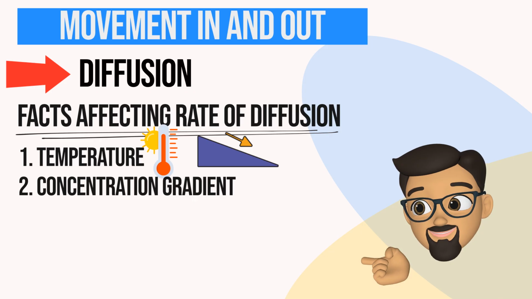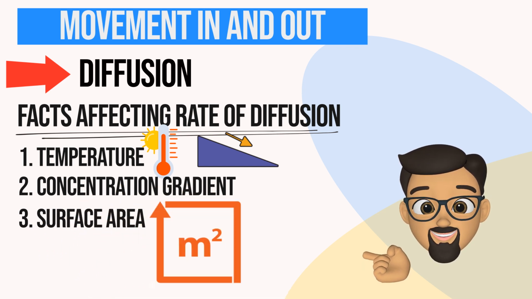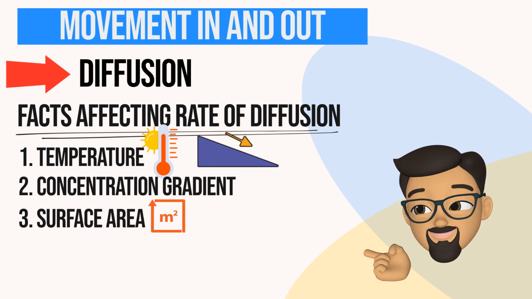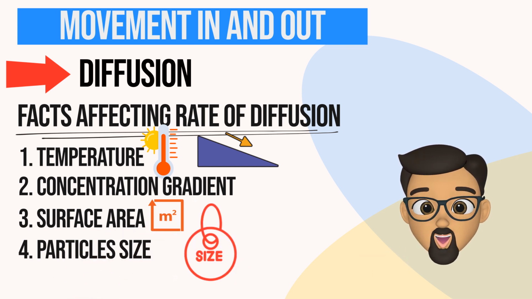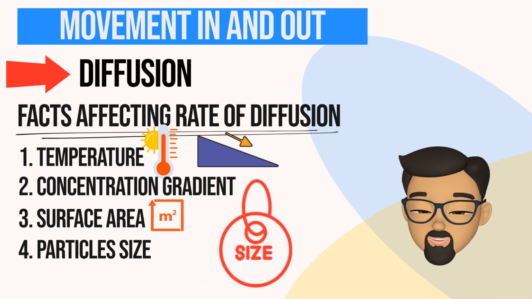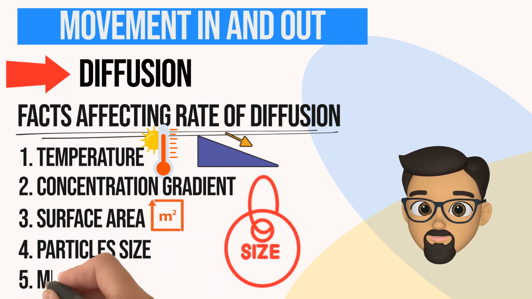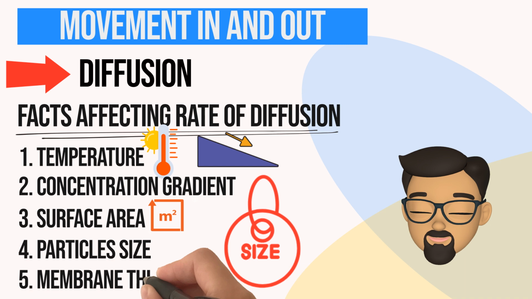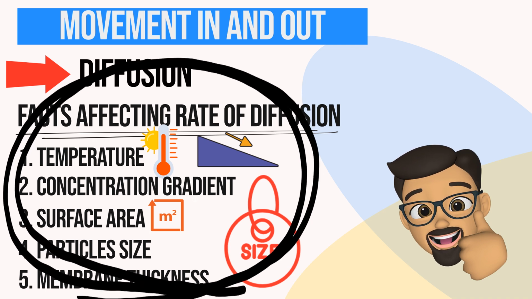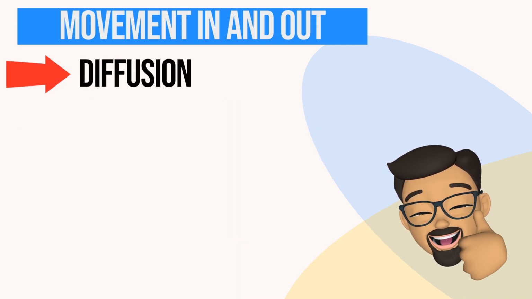Number 3, surface area. The larger the surface area, the faster the diffusion. Number 4, particle size. Smaller particles diffuse faster. Very large particles, like starch for example, can't diffuse through the membrane. Number 5 and last, membrane thickness. The thinner the membrane, the faster the diffusion. Okay, these are the 5 main factors that affect the diffusion rate. So that's all about diffusion.